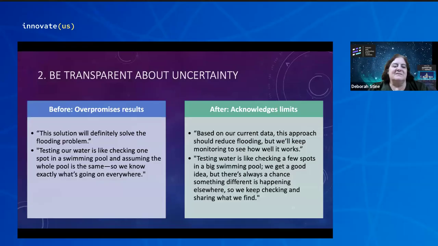Then another thing is to use analogies. Here's an example of an analogy that does not work very well because it has too much certainty in it. Testing our water is like checking one spot in a swimming pool and assuming the whole pool is the same, so we know exactly what's going on everywhere. Instead, a better way to say it would be, testing water is like checking a few spots in a big swimming pool. We get a good idea, but there's always a chance something different is happening elsewhere. So we should keep on checking and sharing what we find.